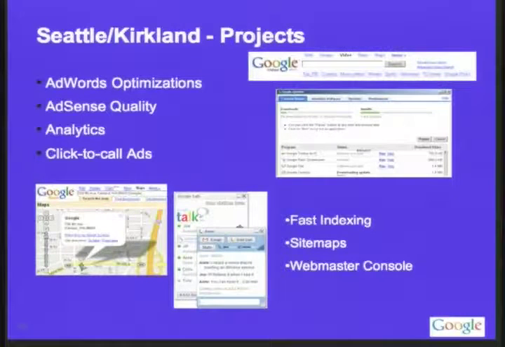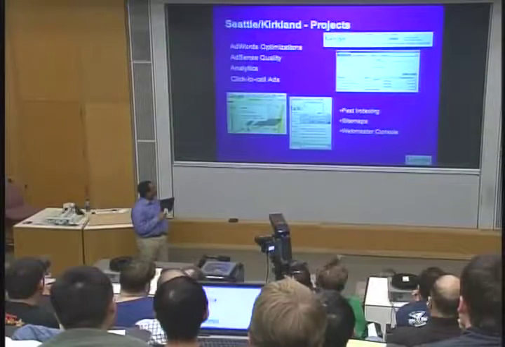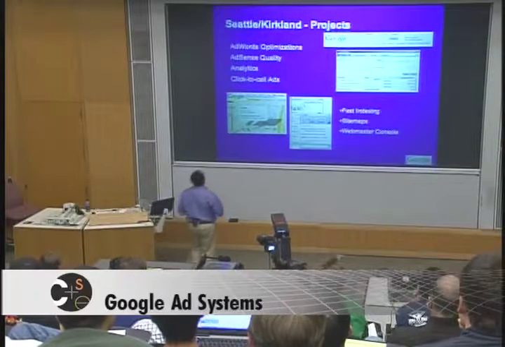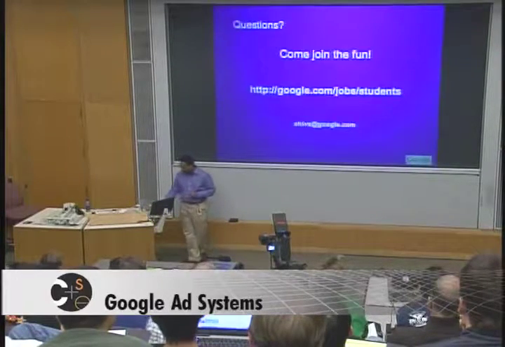AdSense quality is another area. Analytics, click-to-call ads, where you click on a little icon, we end up having people talk to each other. We have a number of things in search, where we have indexing, sitemaps, webmaster console, a number of consumer products. We have a lot of work going on in Google Maps, Talk, Google Video, Google Pack. So a number of things are happening in the Seattle Kirkland operation.